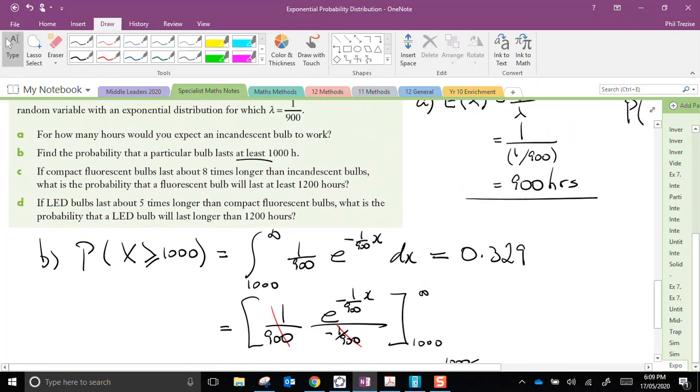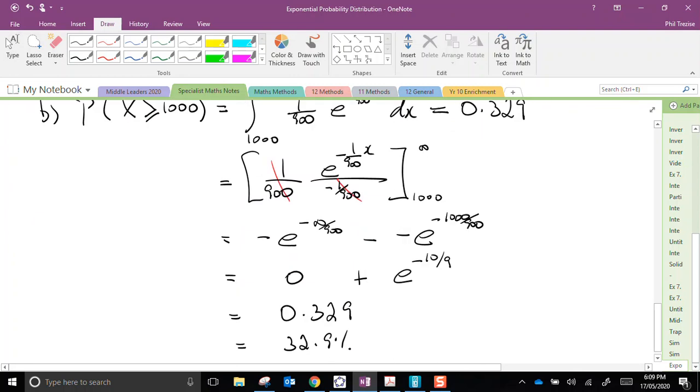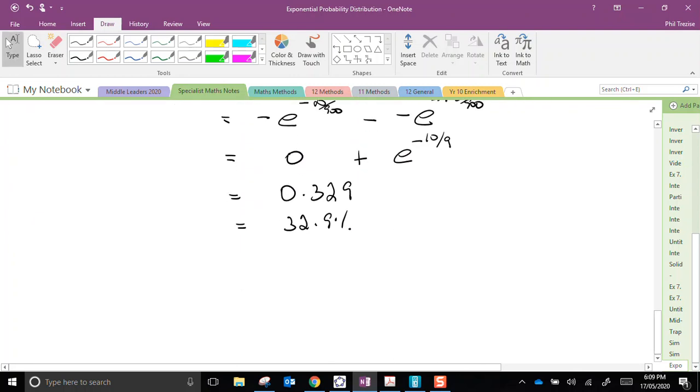Now part C and part D. A compact fluorescent lasts about 8 times longer than an incandescent. Right, so they're telling me the expected lifetime is 5 times 900. Indirectly, they're telling me that lambda is different for this type of bulb. And what is the chance the fluorescent will last at least 1200 hours? Okay, so I'll do this one.